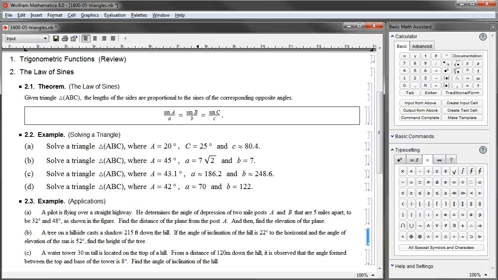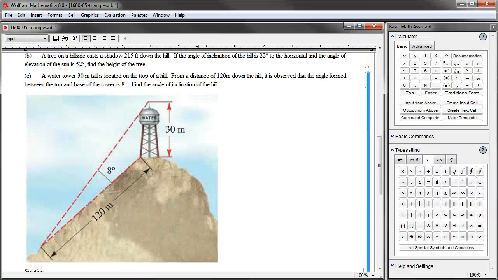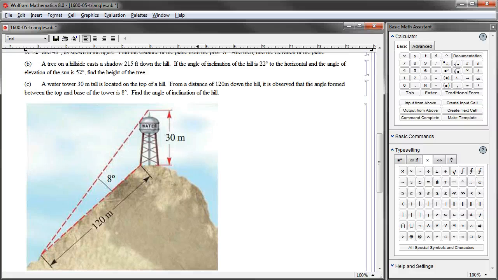Okay, let's go. A water tower 30 meters tall is located on top of a hill. Another typo, sorry. From a distance of 120 meters down the hill, it is observed that the angle formed between the top and base of the tower is 8 degrees. Find the angle of inclination of the hill. So again, we have to find out the angle of inclination.